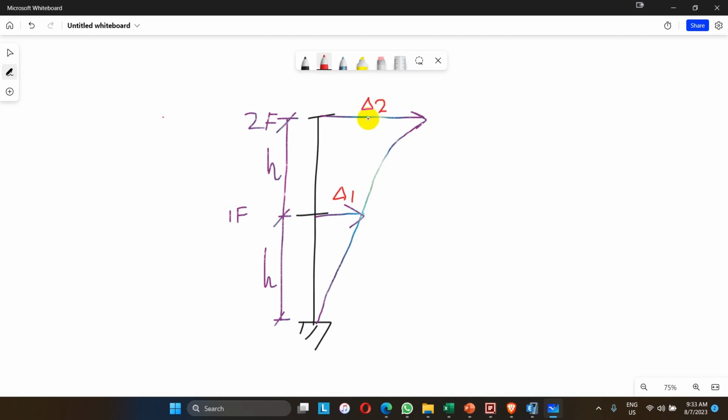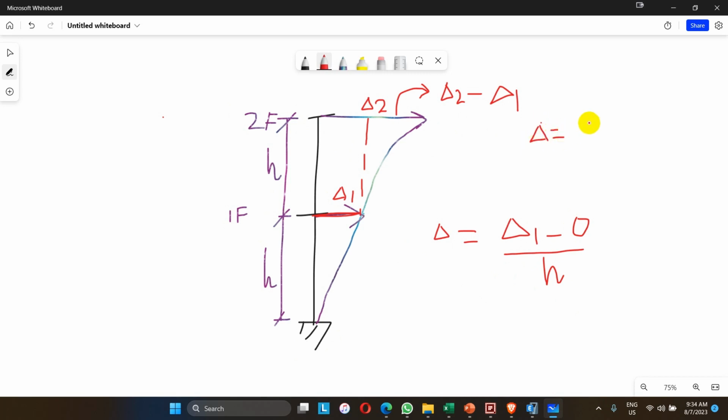So up to here is delta 1, and this is delta 2 minus delta 1. This is the fixed support at the base of the structure. So the story drift for the first floor is delta equals delta 1 minus 0, since there is zero displacement at the base, divided by story height. Similarly, for the second story, story drift equals delta 2 minus delta 1 divided by story height.